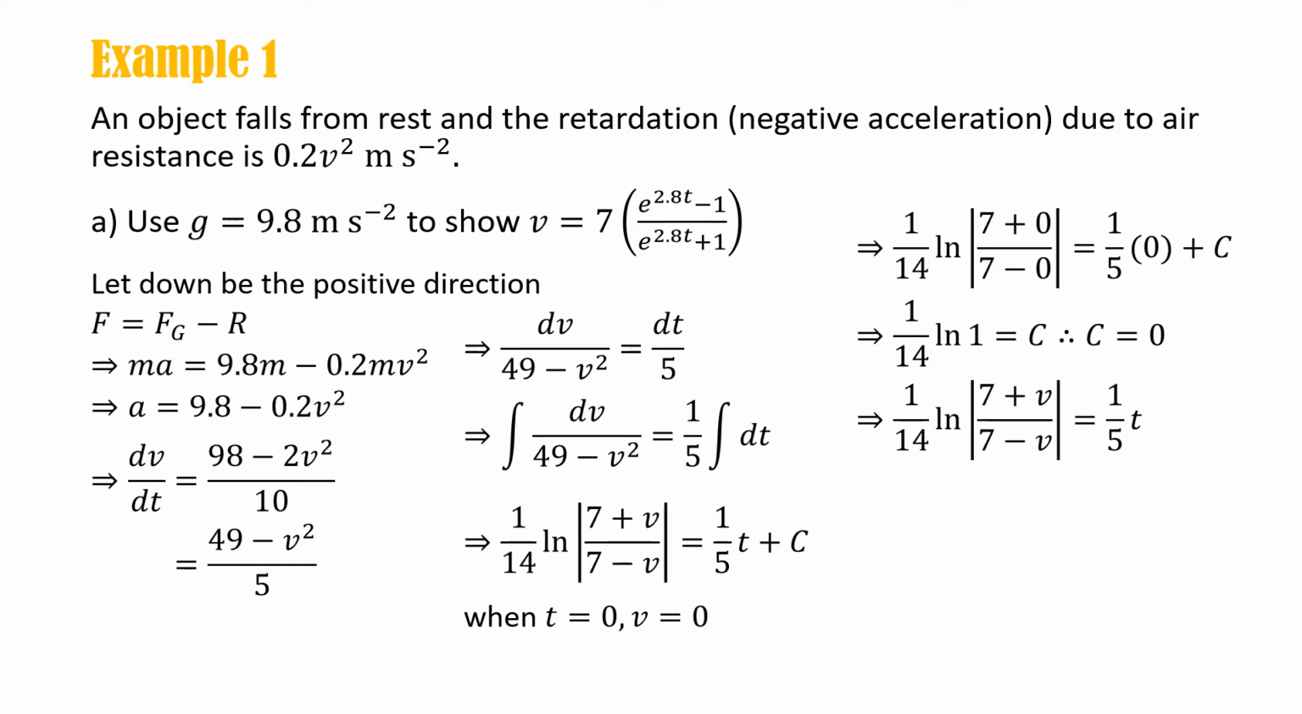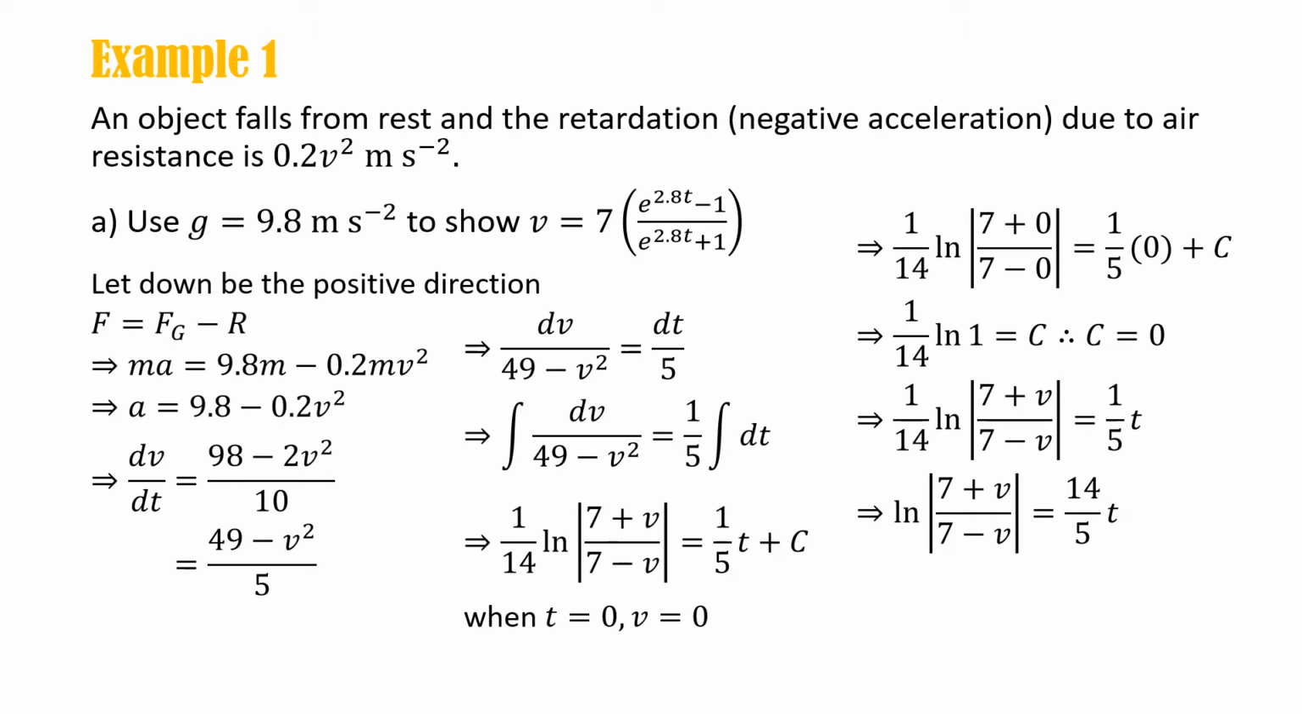Now, remember, we want to get up to v equals that part at the top there, so that's what we're going to have to do. So let's go through that. First thing I see is a whole lot of fractions. Let's get rid of those. If I multiply both sides by 14, that'll get rid of the 1/14 on the left. So the natural log of that big fraction is equal to 14 over 5 lots of t.